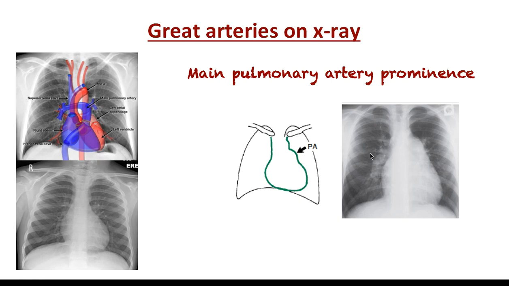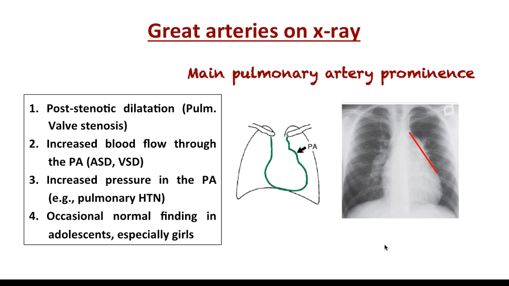Now we'll talk about how to interpret great arteries on the chest X-ray. The main pulmonary artery prominence will be seen as prominence of this knuckle on a PA view, right? Normally if you see a PA view, then you can draw a straight line through the left cardiac border. Similarly, if you draw the straight line on the left cardiac border in this diagram, you will see that there is a prominence or a bulge going beyond this straight line. That indicates that there is pulmonary artery enlargement.